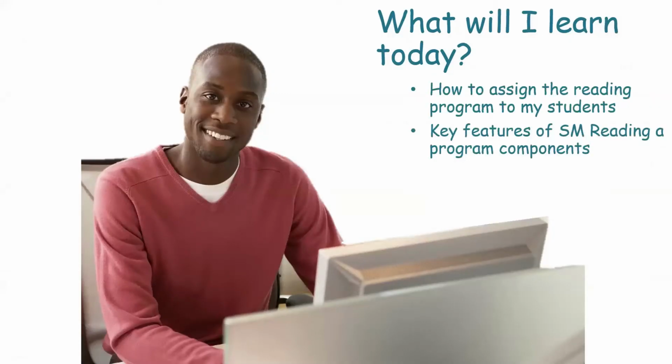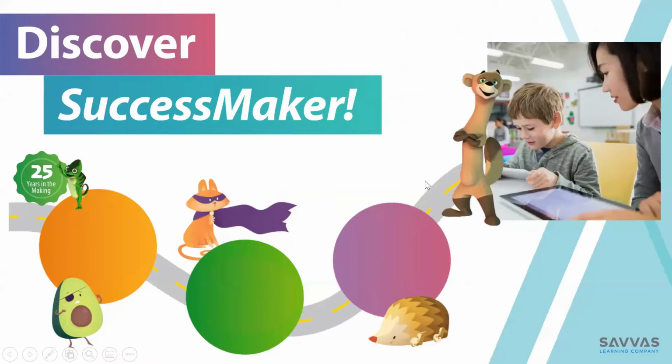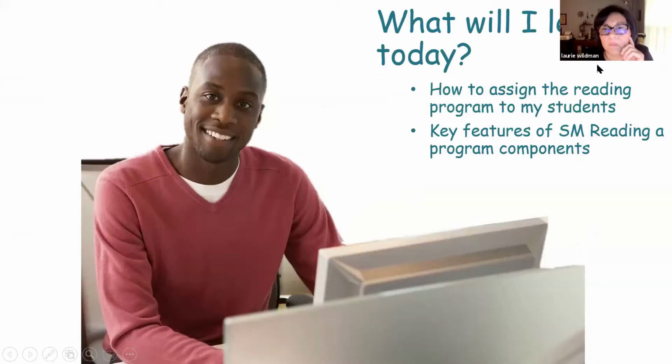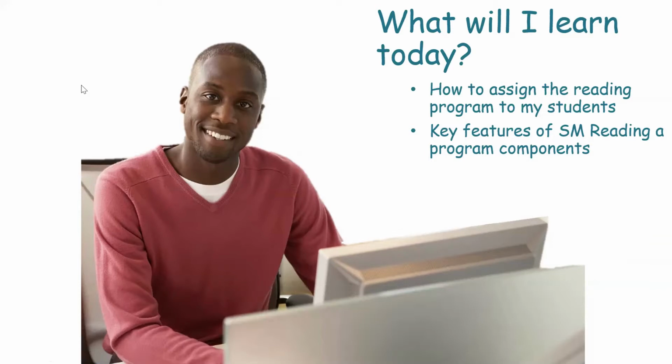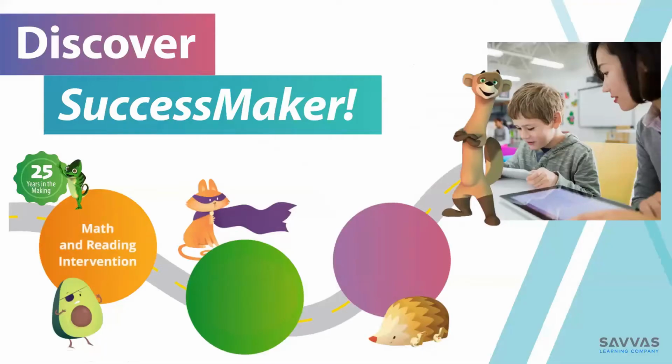So one of the things that we hope to accomplish today, we're going to talk about how to assign. Let me go back for just a moment here. Some technical difficulties with the mouse here. How to assign the reading program to my student. We certainly want to make certain before we leave that you have assigned the reading program to your student. And then we also want to talk along the way about the key features of SuccessMaker reading and the program components. So those are the things that we hope to accomplish today.